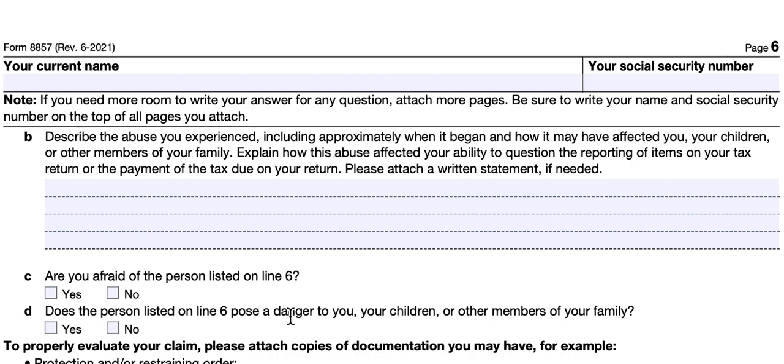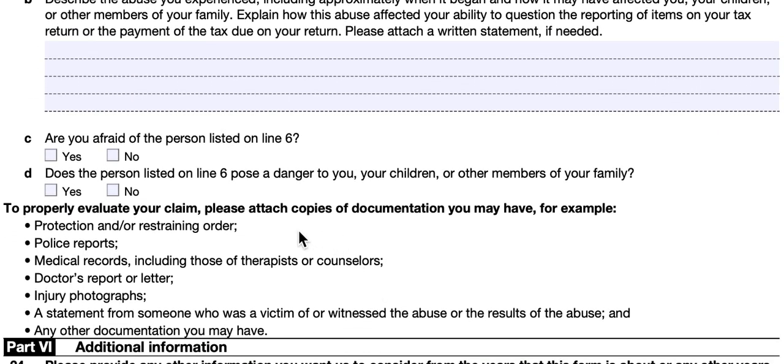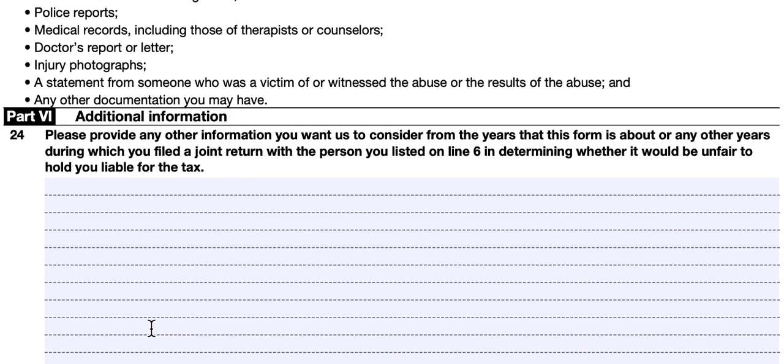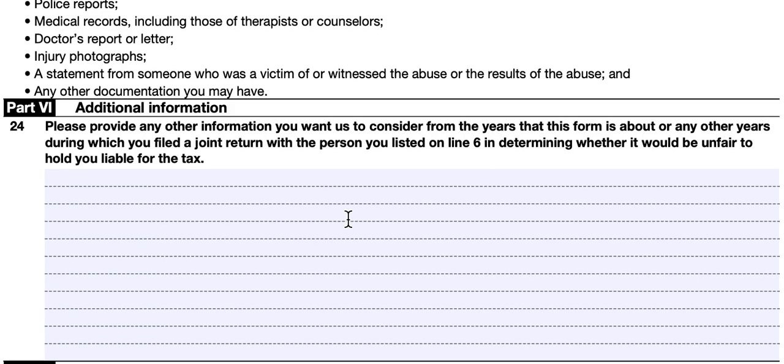And then C and D, are you afraid of the person? Does this person pose a danger to you, children, or other members of your family? And then if you have any documentation, police reports, restraining orders, doctor's reports, medical records, statements, court cases, any of that information, attach that to your claim, because this will all help the IRS better understand your situation. Part 6, you're going to include any additional information that you would want the IRS to consider.